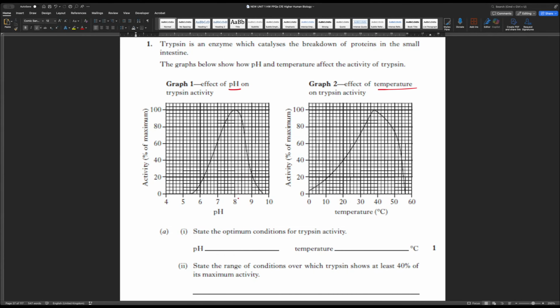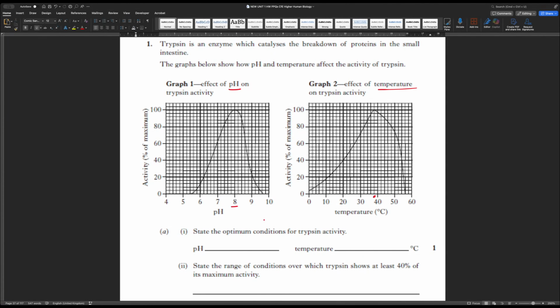So before we get to the questions, I always have a quick look at the graphs and I think, okay, pH, so this is the activity. So that's the peak of the activity. So the optimum pH is 8 there. The optimum temperature is going to be around about 38 degrees, round about here. Okay, at this point here. And you can see the usual: as these go up, we can see an increase in enzyme activity, and then afterwards it goes back down as it begins to become denatured there.